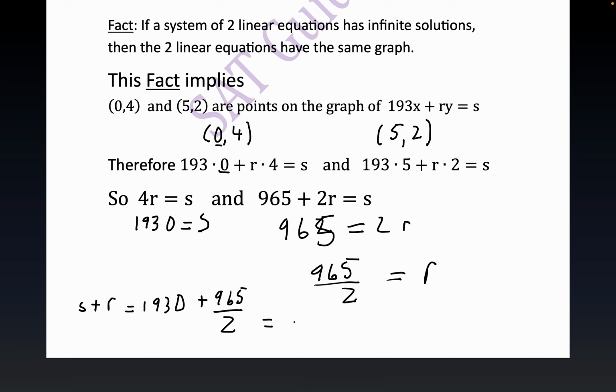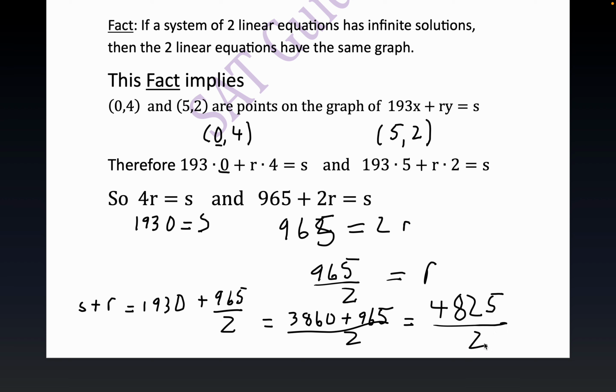Is that 3860? Yes. It's 3860, folks, plus 965. Let me just write it down. 3860 plus 965 over 2. Okay, folks, and I'm getting 4825 over 2, which is a perfectly legitimate way to leave the answer.